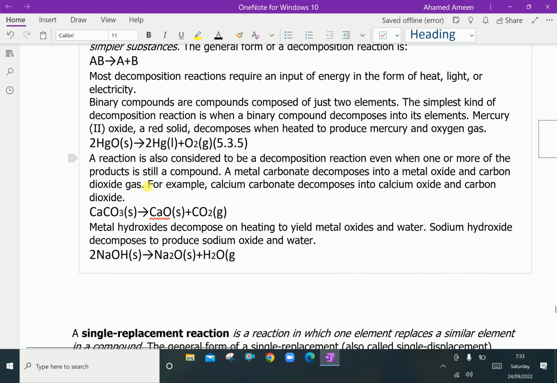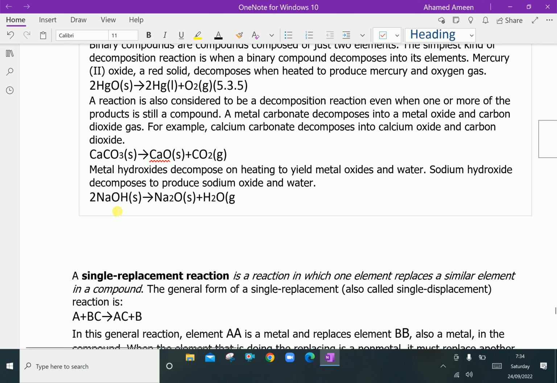Now, a reaction is also considered to be a decomposition reaction even when one or more of the products is still a compound. That means there may be two, three, or four products that come out. A metal carbonate decomposes into a metal oxide and carbon dioxide gas. For example, calcium carbonate, CaCO3, gives CaO, calcium oxide, and carbon dioxide. It decomposes into two products. Here NaOH, sodium hydroxide, gives Na2O plus water; the products are sodium oxide, Na2O, and H2O.